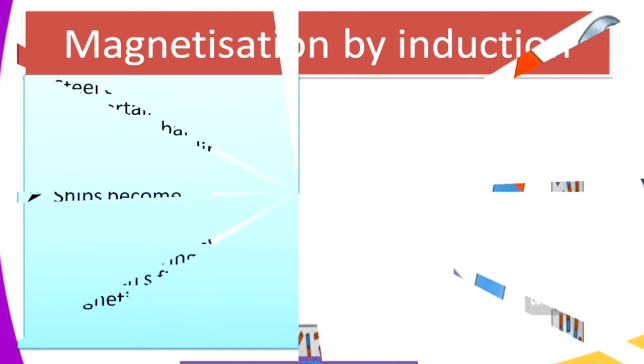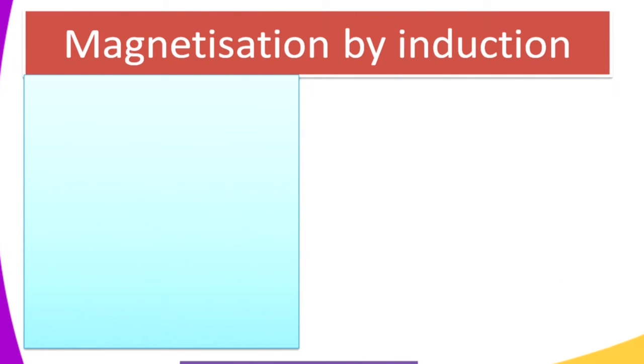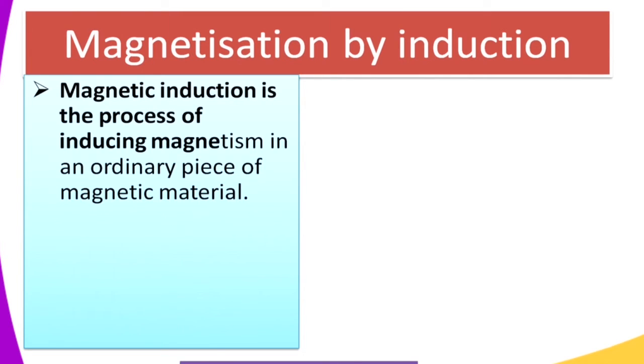Now, magnetization by induction is the last method of magnetization, and magnetization by induction is the process of inducing magnetism in an ordinary piece of magnetic material. Later on, we shall look at the working of transformers and how they are designed. Transformers work on the principle of magnetization by induction, what we call electromagnetic induction, because magnetism is induced in them by induction.